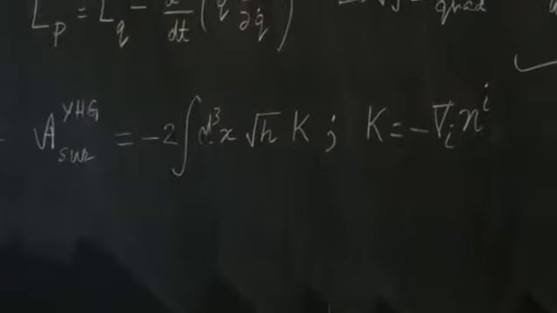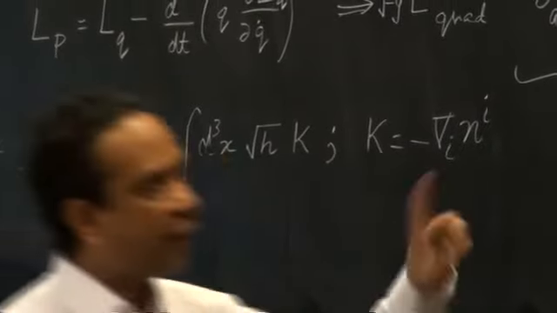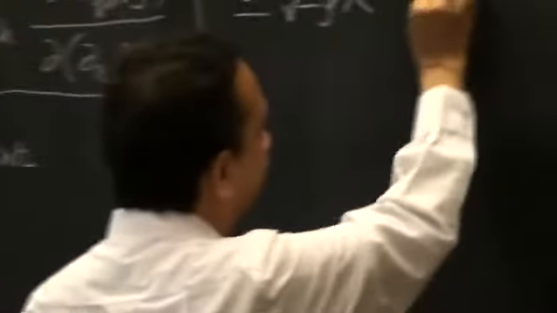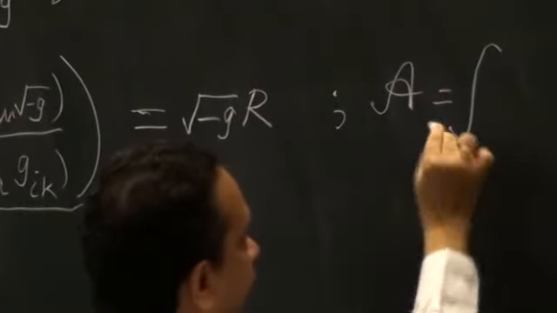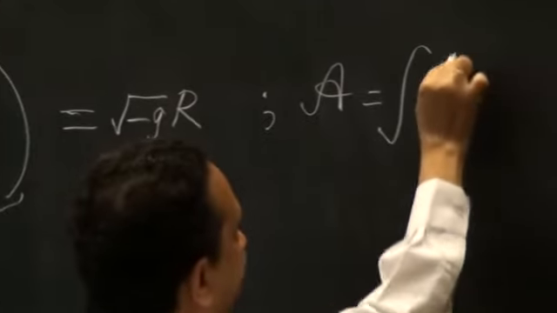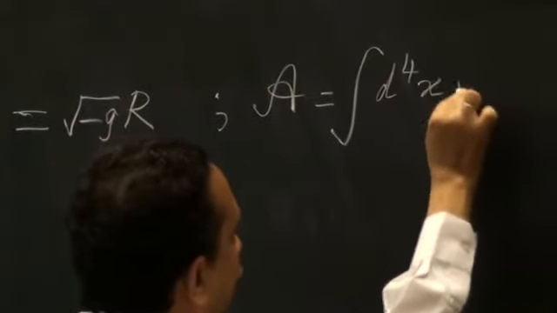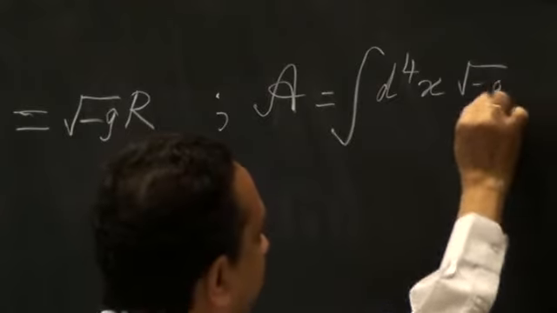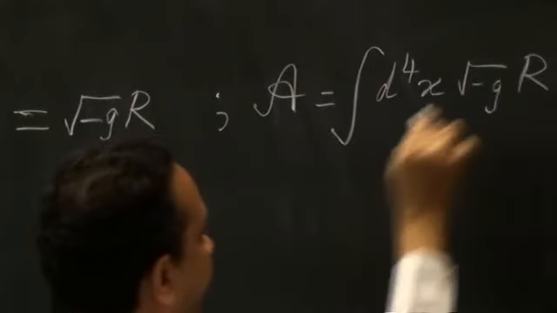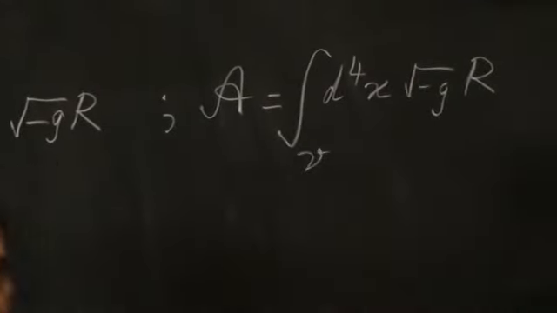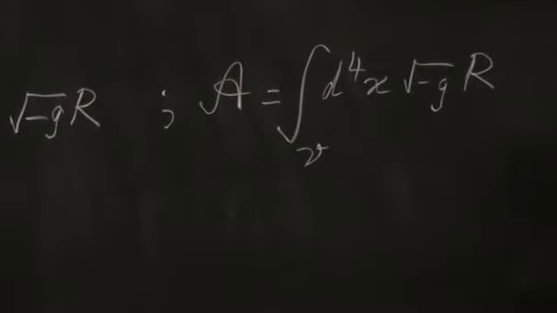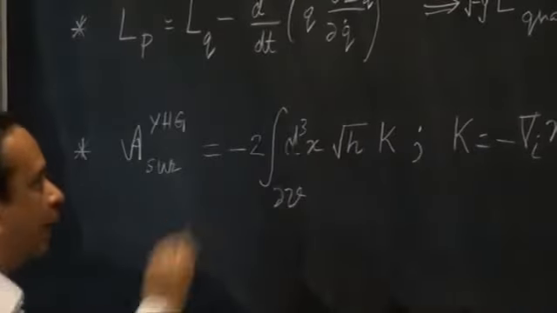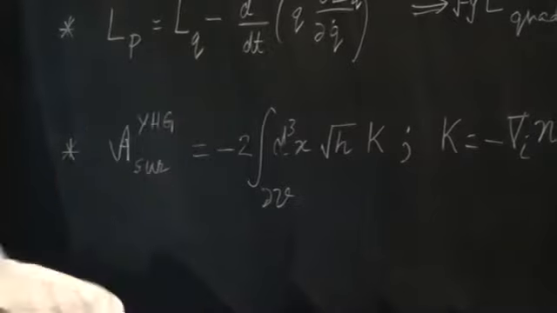So the idea is that you have R root minus g, and from that you have the Einstein-Hilbert action, the full action, which would have been integral d^4x root minus g capital R over some 4-dimensional volume V. You take the boundary of that volume and you evaluate this quantity on the boundary and add this to that action.